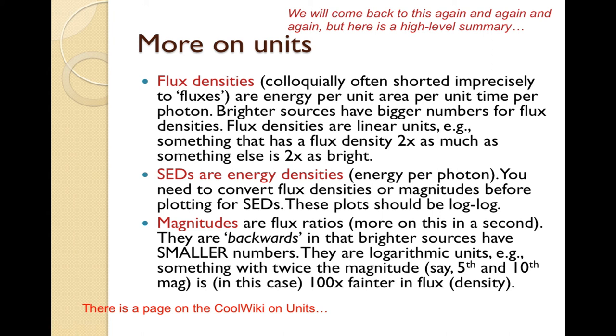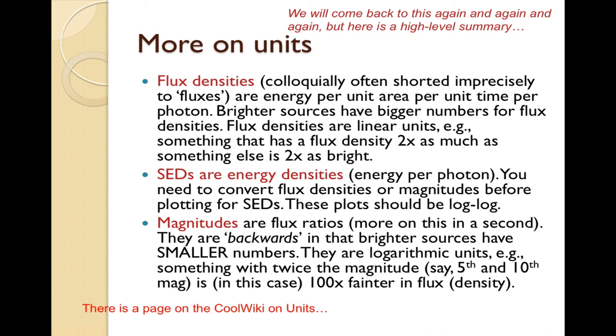And this is the confounding thing. They are somewhat backwards in that brighter sources have smaller numbers, and they're logarithmic units. So something that has twice the magnitude, say between fifth magnitude and tenth magnitude, is 100 times fainter in flux density. So it's going to hurt your brain the first couple of times you try to move back and forth between these units, but it will become easier with time.